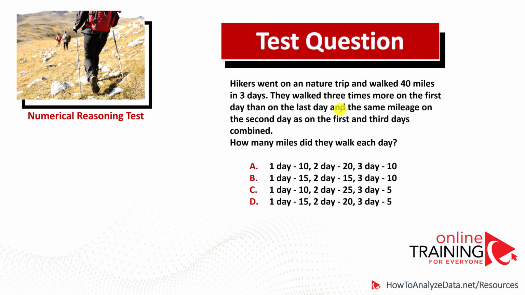The second part of the sentence indicates that they walked the same mileage on the second day as on the first and third days combined. So if we validate against this part of the logic, you will see that 20 would be equivalent of 15 plus 5. So that's another match for choice D. But that's a lot of guessing. Let's go to the formula-based solution.